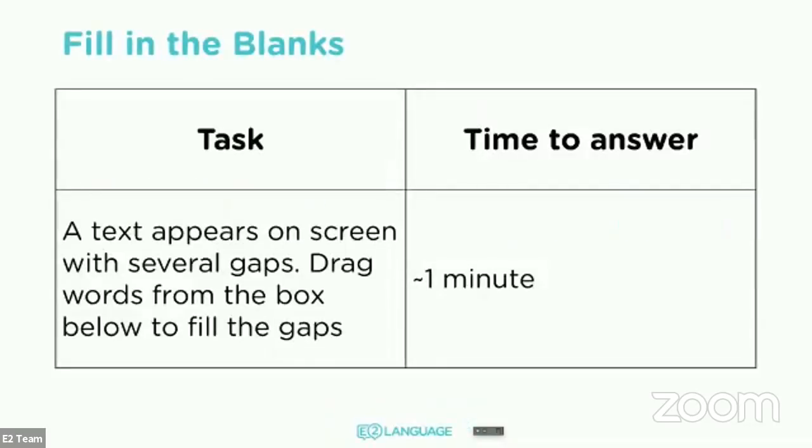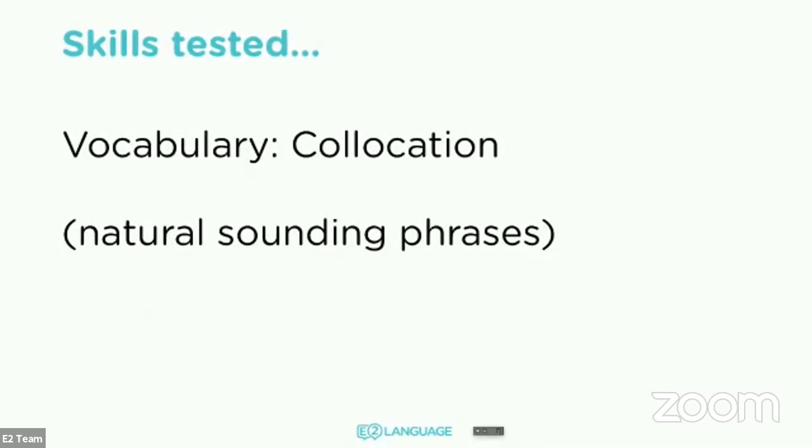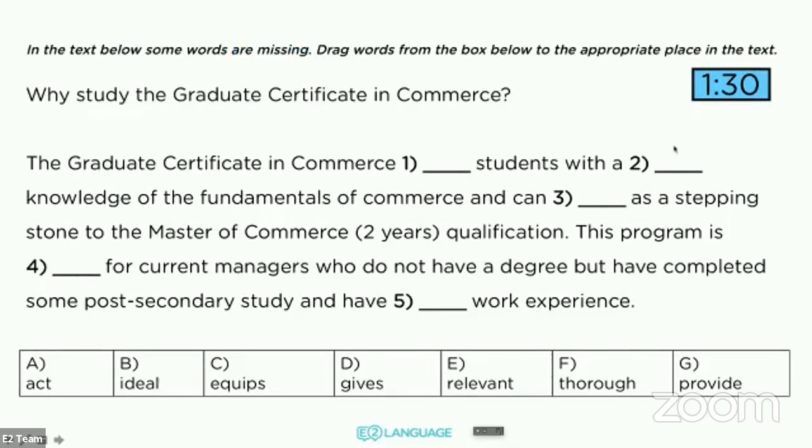Fill in the blanks. The task is a text appears on the screen with several gaps. Drag words from the box below to fill the gaps. You have about 1 to 1.5 minutes to do this. It should be quick. This tests your vocabulary and especially your understanding and application of collocation. Collocations are natural sounding phrases that native English speakers use all the time. Combinations of words like adjectives and nouns or verbs and prepositions, for example. Here we go. You have 1.5 minutes to do this one.